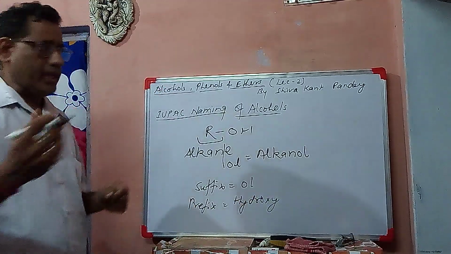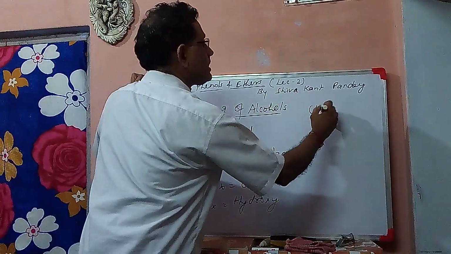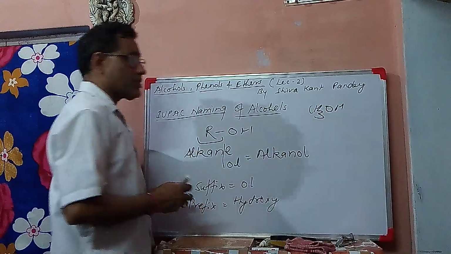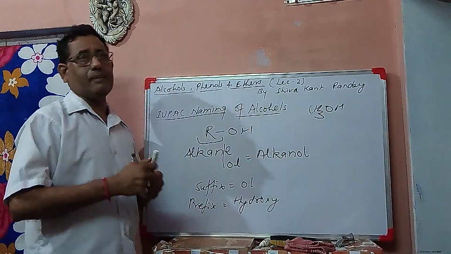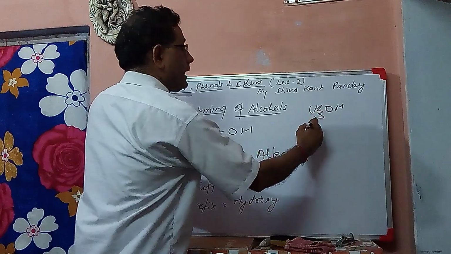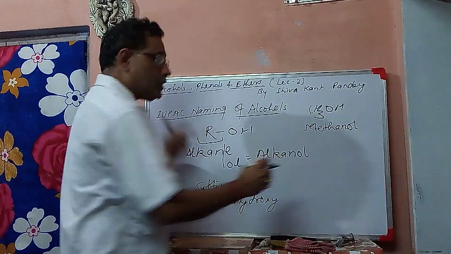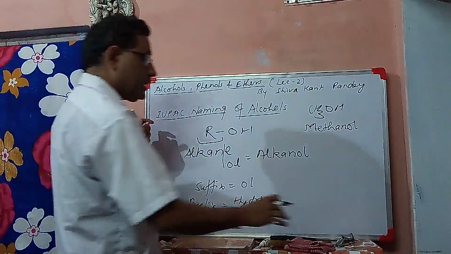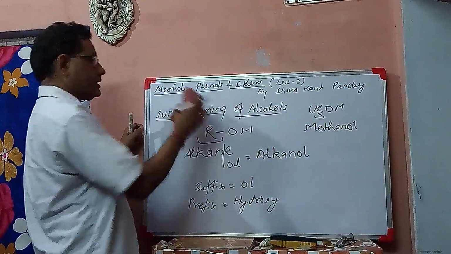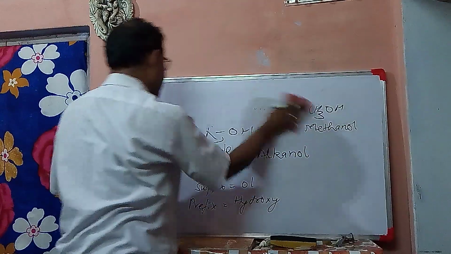Clear? Now we take some examples like CH3OH. In CH3OH, a single carbon is present. Their name will be methanol. Methane में E को ol से replace किया गया. In the same way, we go to some other examples.